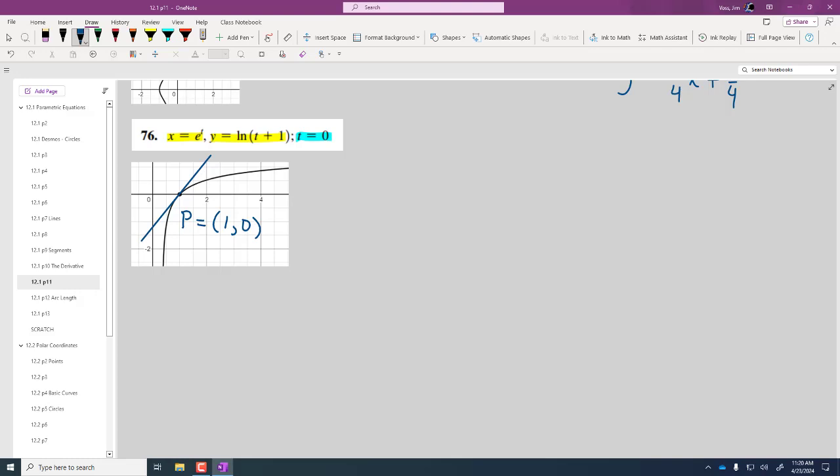So we need the slope. The slope of a parametric curve is going to be y prime over x prime. So y prime is 1 over t plus 1.